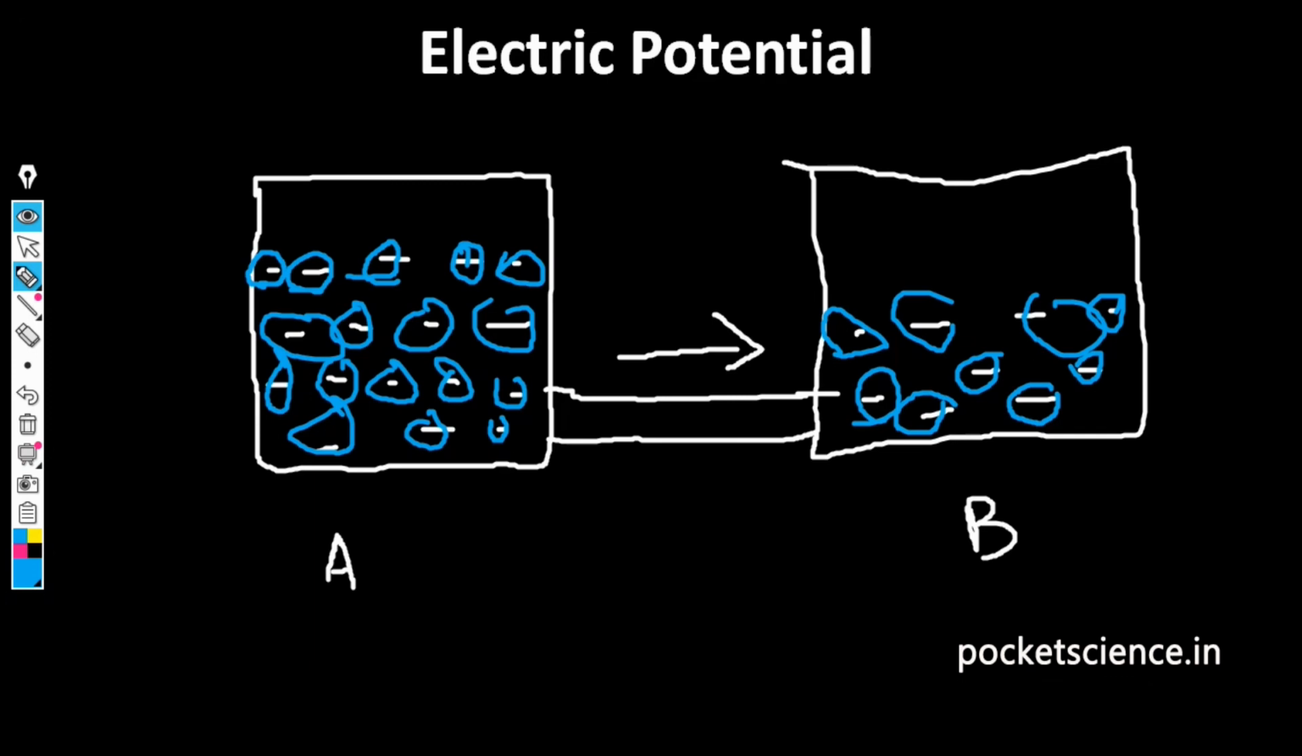And what happens in a cell? We have two terminals. One is the positive terminal and another is the negative terminal. The positive terminal shows that there is a shortage of electrons on this side of the cell, and the negative terminal represents that there is an excess of electrons on this side.